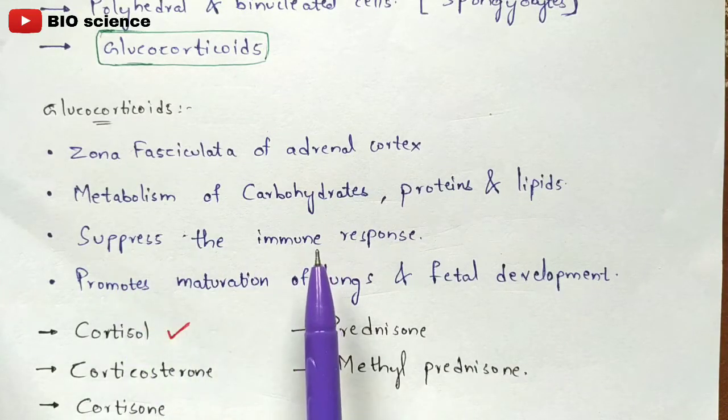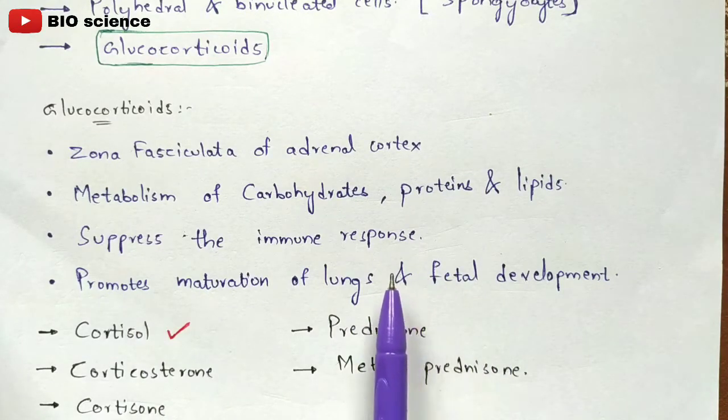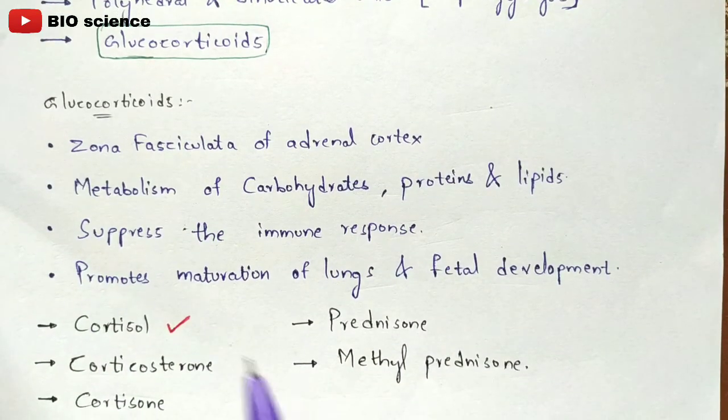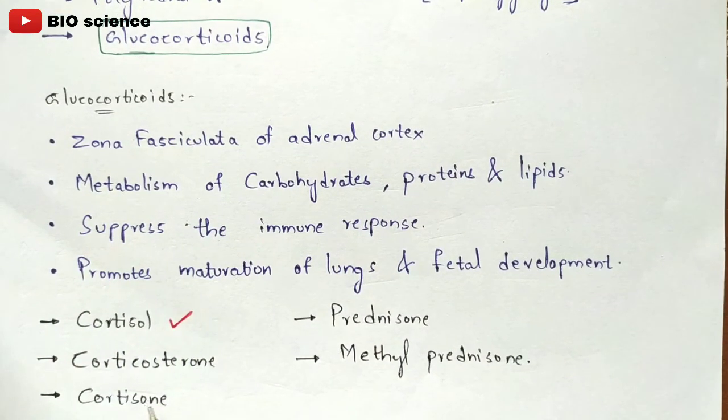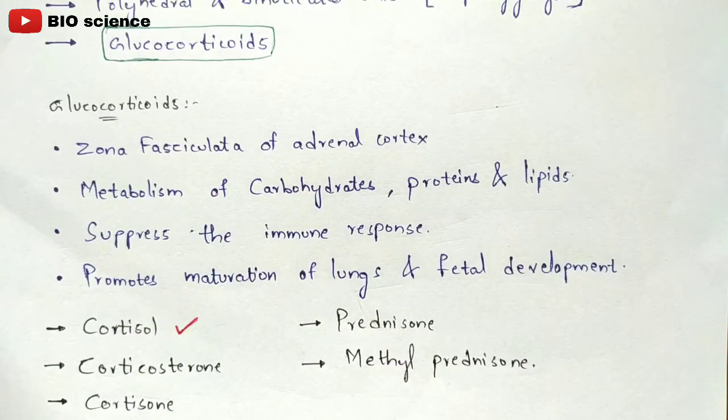So it suppresses the immune response. It promotes the maturation of lungs and fetal development. So what are the sub hormones which come under the classification of these glucocorticoids? Let us see. Cortisol, corticosterone, cortisone, prednisone, methylprednisone. So these are the group of hormones which come under the classification of glucocorticoids. So this is about the second layer called zona fasciculata.